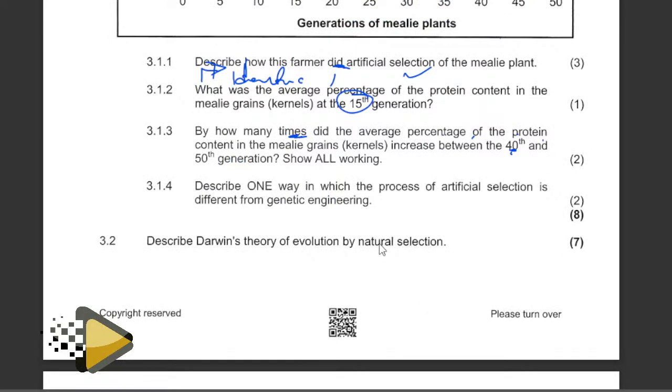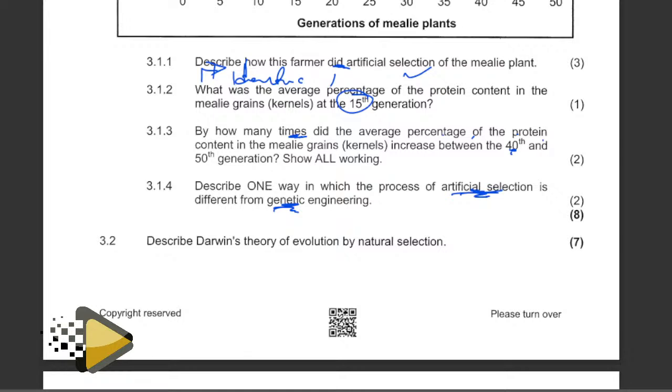Describe one way in which the process of artificial selection is different from genetic engineering. We talked about this. In artificial selection, there is no manipulation of genes. You only select those organisms which are desirable to humans and give them a chance to reproduce. While in genetic engineering, you don't have to cross these organisms; there is manipulation of genes. That's why it's called genetic engineering. While here, you only cross the organisms and don't touch the genetic composition of an organism.